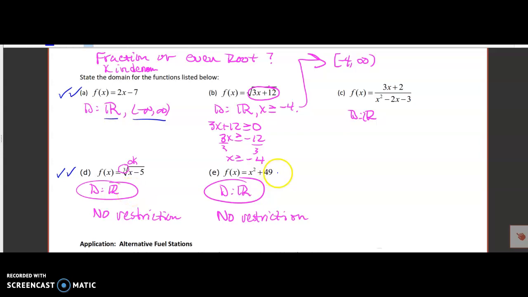E, there is no fraction with the x in the denominator, no even root. A square is not a root. So there's no even root, no restriction, all real numbers.